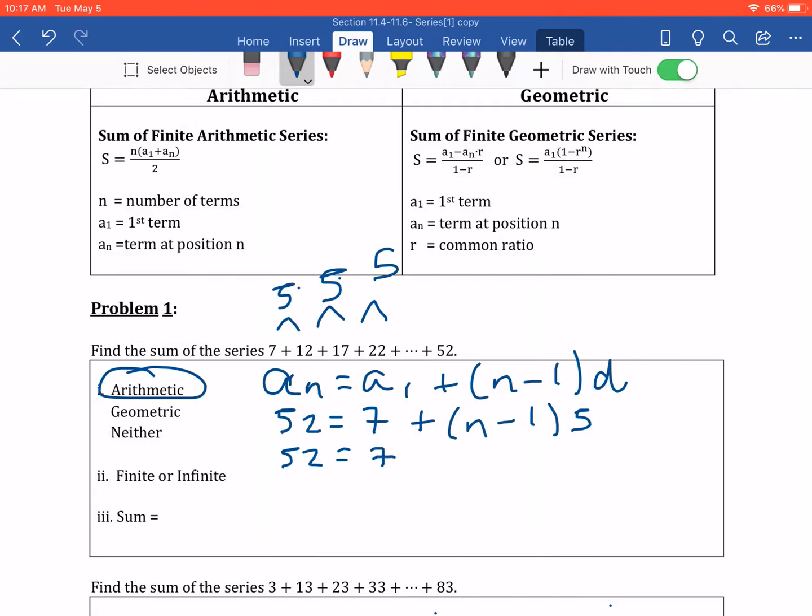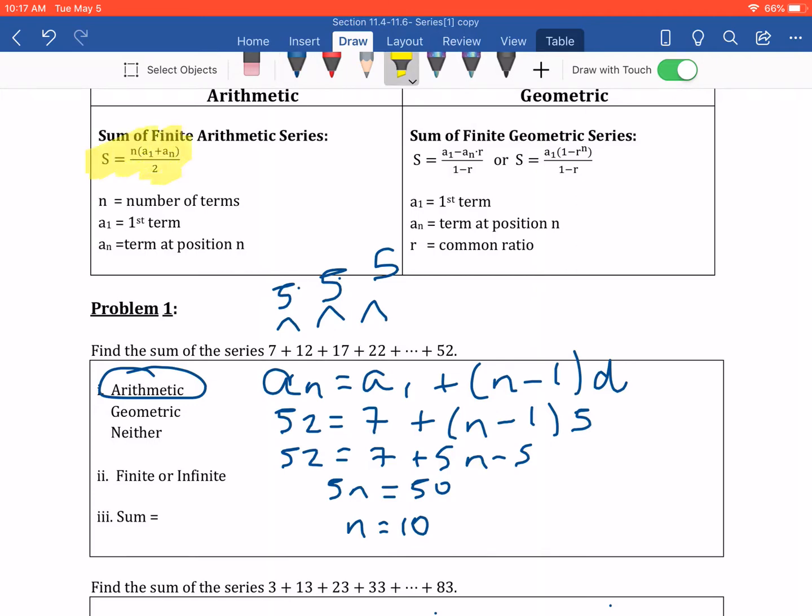So then I'm going to go ahead and simplify. We have 52 equals 7 plus 5n minus 5. And if we continue to simplify and watch our signs, we end up with 5n equals 50 and n equals 10. But we're not done. That's what we did previously.